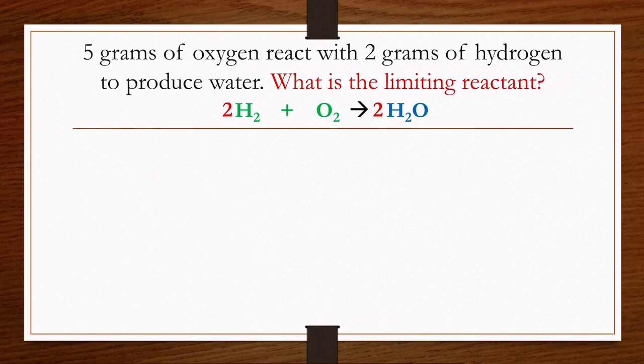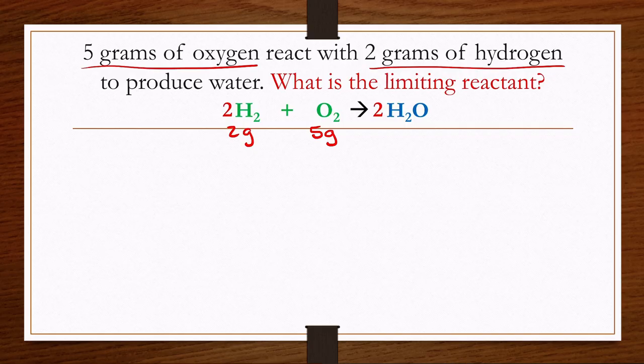All right, so in this problem, it says I have 5 grams of oxygen, and this is reacting with 2 grams of hydrogen. So here's what I'm given. I'm going to go ahead and write these underneath where they belong. So I've got 5 grams of oxygen and 2 grams of hydrogen. And it wants to know what the limiting reactant is.